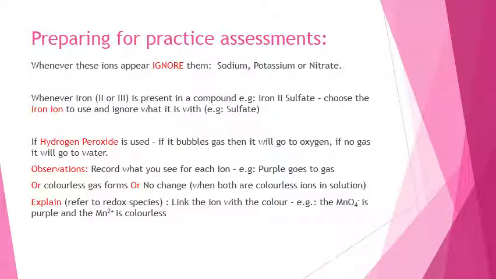Okay, this is why it's important to record your observations during the assessment. You're going to record what you see. So for example, purple goes to gas. That could be a certain reduction or oxidation reaction. So you need to explain by referring to the redox species. You've got to link the ion with the color. So for instance, for permanganate, it's going to be purple, that's the manganese 7, and manganese 2 plus is colorless.